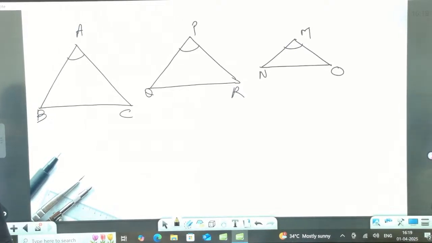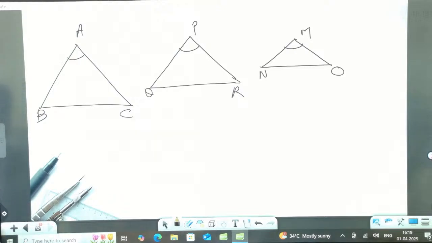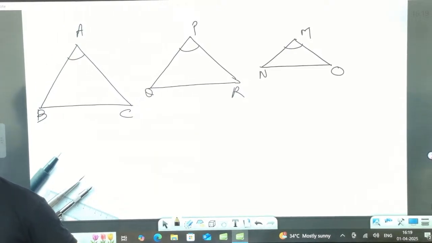Write the first point. In similarity, size can be increased or decreased, but shape does not change.